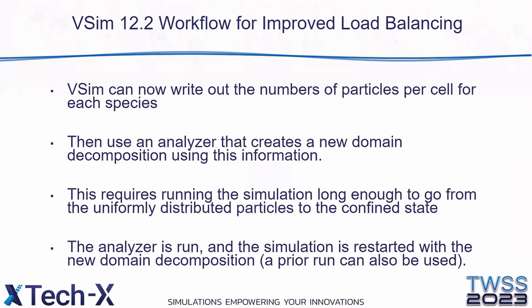So the workflow for using this improved load balancing relies on the fact that VSim can now write out the numbers of particles per cell for each species. It then relies on the user to use an analyzer that creates a new domain decomposition using this information. Part of this requires that the simulation has run long enough to go from a uniformly distributed state into a more confined state. Once the analyzer is run and a new domain decomp has been created, the simulation can either be restarted from t equals 0 with that new decomp, or if you're one of our power users and this simulation has been going for months, you can just start from your latest restart dump file.